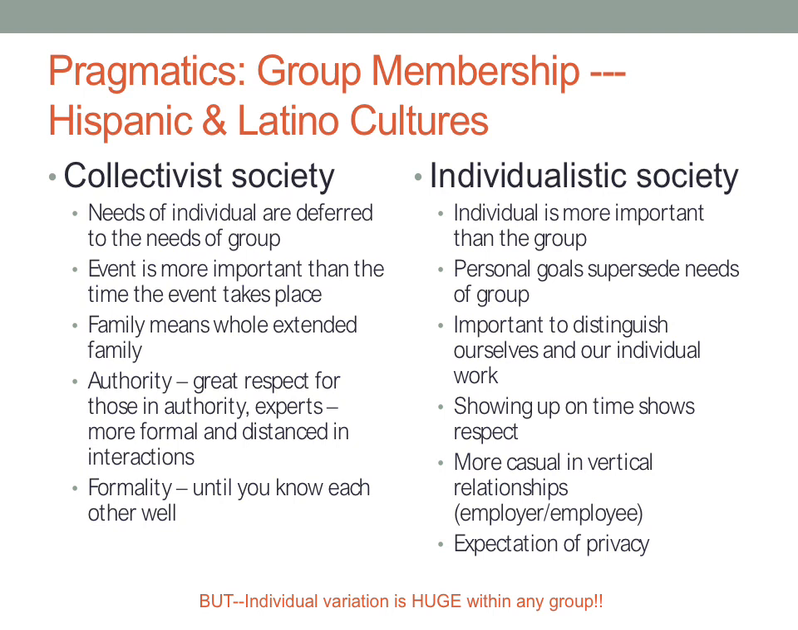In a collectivist society, family means the whole extended family. It doesn't mean nuclear family. In an individualistic society, family is the nuclear family. Difference in who counts, right? Who's being talked about when we talk about family.